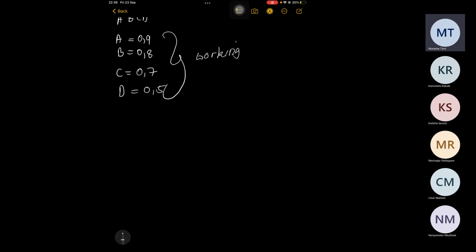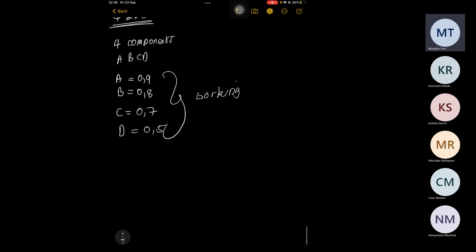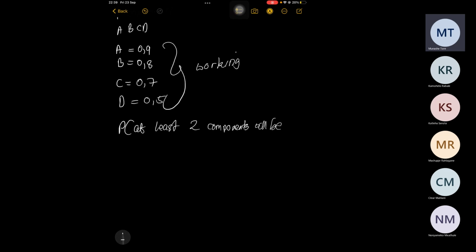So we're doing question 2.6. Then it's saying, what is the probability that at least two components will be working when the system undergoes inspection at 6 a.m. tomorrow? So we're looking for the probability that at least two components will be working.